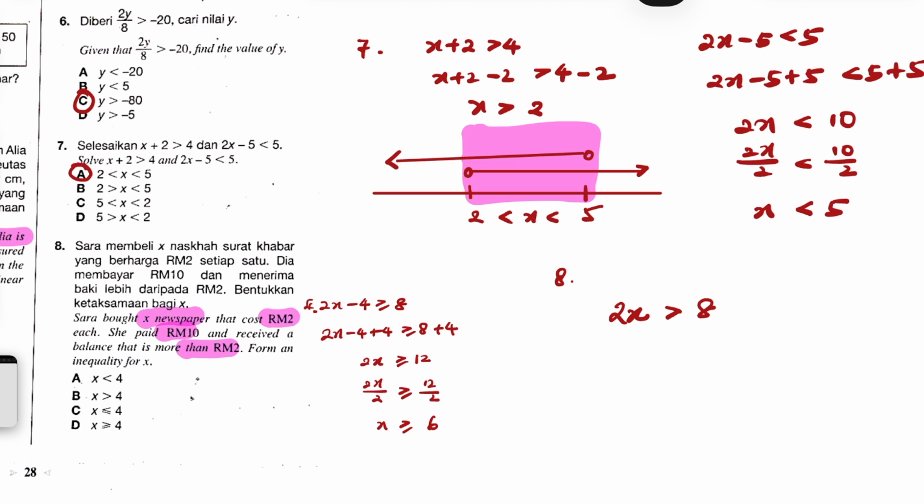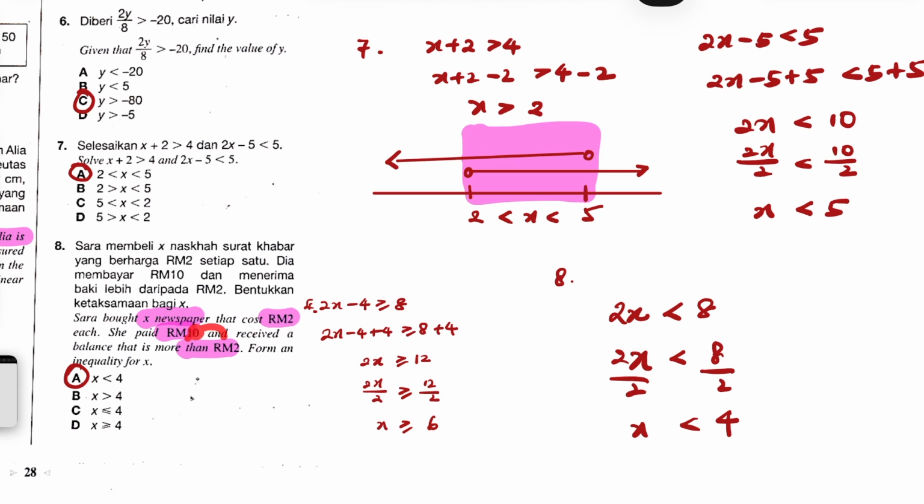Sorry, it's the opposite way. So it's less than 8 ringgit, because they have a balance of more than that, right? So what's the x? Divide by 2. So 8 divided by 2, so x is less than 4. So the answer for number 8 is A. It's less than, not greater than, because when greater than 8, it's 9 and 10, right?